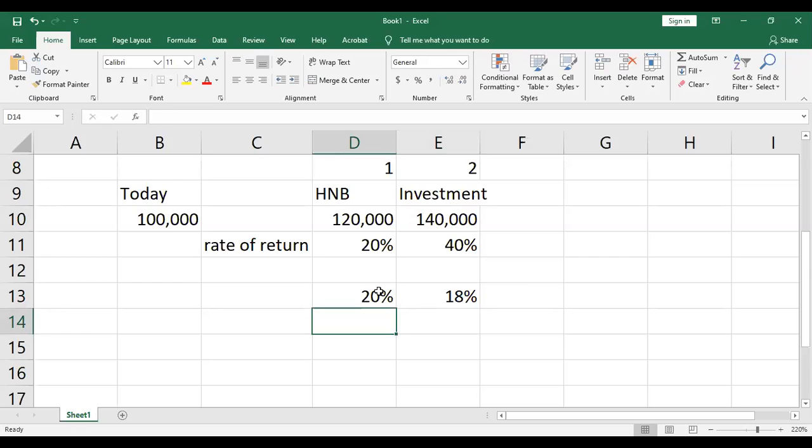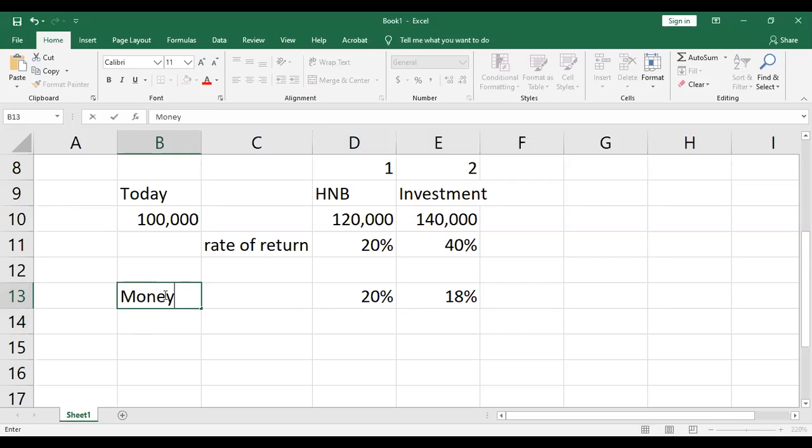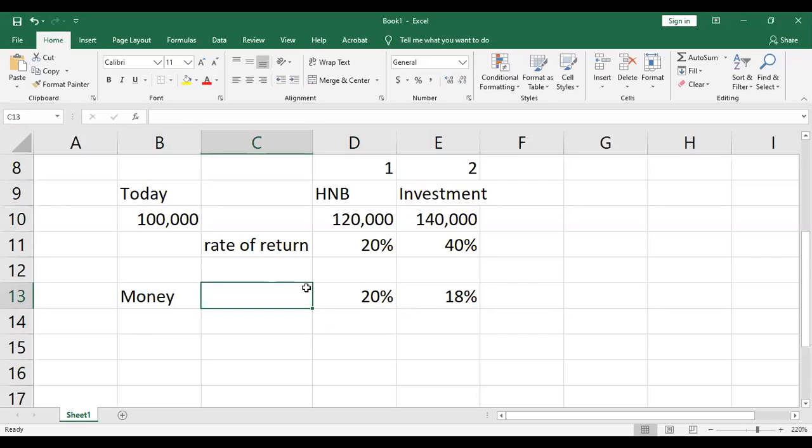So now your option is what? You have a certain amount of money today. If you put the money in HNB, you will get a 20% return, and if you put the money in the investment, you will get an 18% return. So this time, what will your option be, option one or two? Exactly, option one.